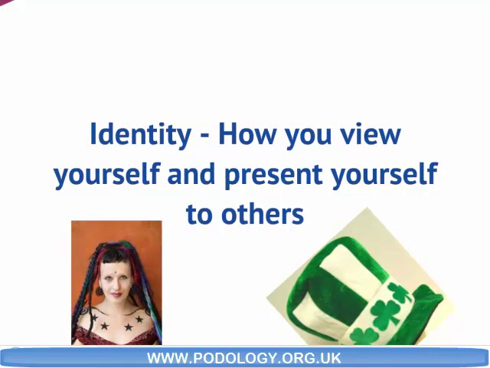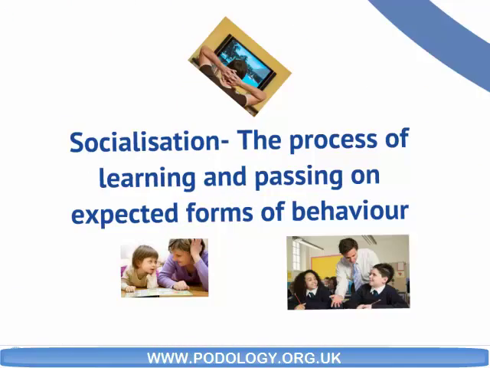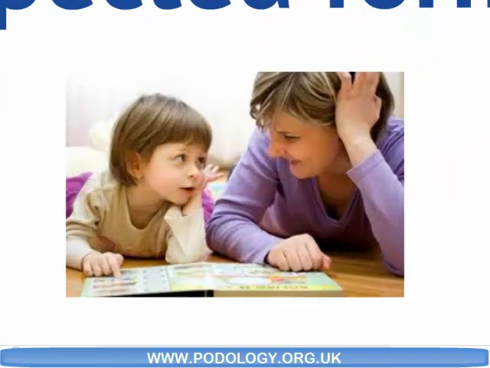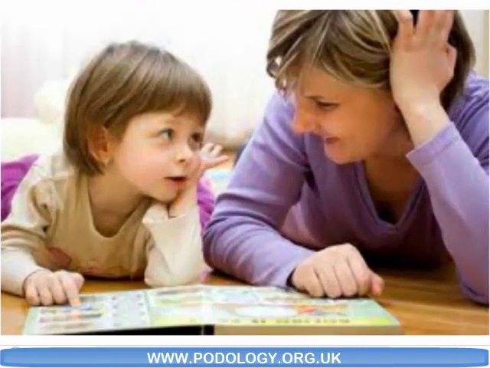So how is it that we learn our culture and identity? Well, it happens through a process, and we refer to this process as socialization. The process of learning and passing on expected forms of behaviour, and this tends to happen in two stages. The first stage is primary socialization, and this happens between the ages of 0 and about 3. And this is where you're learning from your parents, the basic things you need as a human: walking, talking, communication, basic manners and so on.